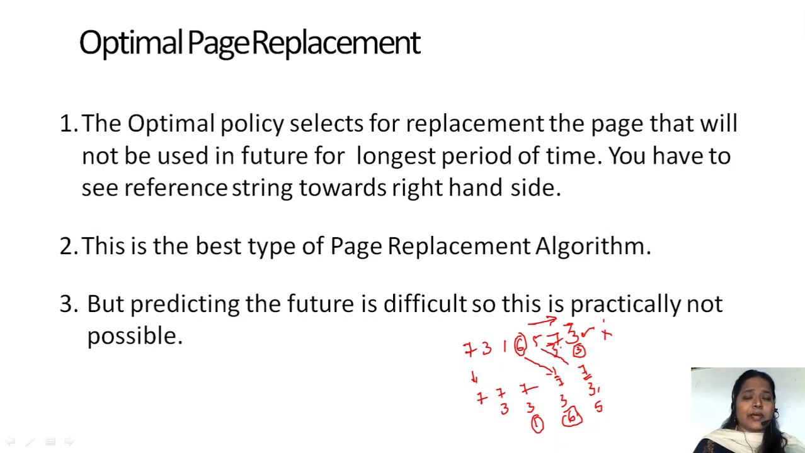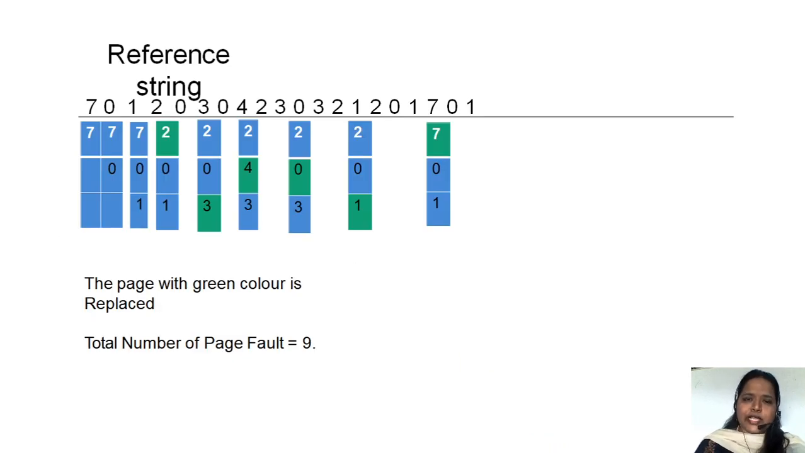But the drawback is that we can't predict the future pages, right? Predicting the future is difficult, so that is practically not possible. I don't know which page the CPU will ask for, so I can't predict the future pages. That is the reason this optimal page replacement algorithm is not particularly used.